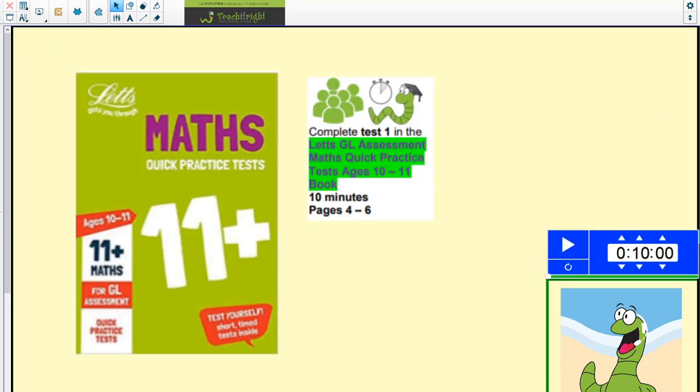These are the books that we're going to be using today. It's the Maths Quick Practice Test Book. To start with, we're going to be looking at Test 1, and we're going to give ourselves 10 minutes to do as much as we can. I've got the timer there.